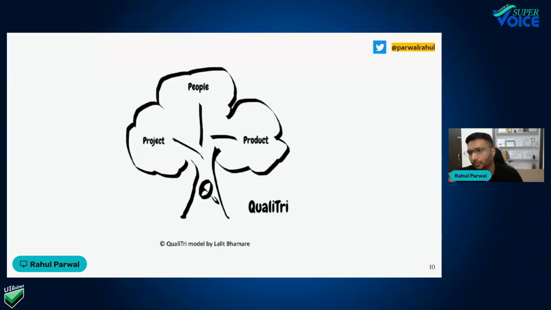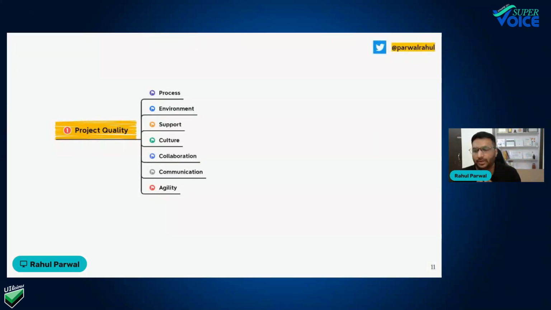So the first notion of quality, that is the project quality. The project quality talks about processes, environment, support, culture, collaboration, communication, and agility. And certain things that foster this are the management support, the kind of tools and trainings that are available, or the mindset, quality culture, collaboration, and so on.